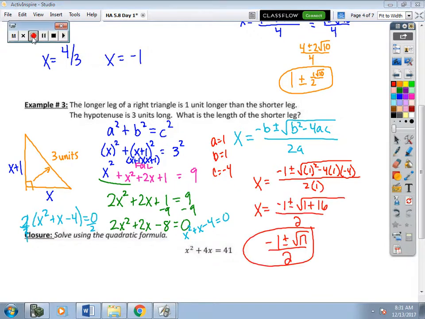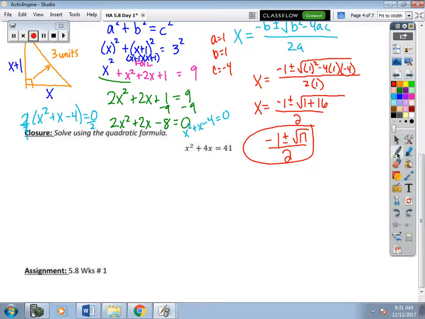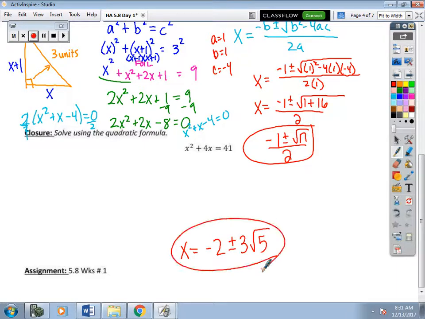We're not going to do this one, just in case you want it, because you want extra practice. The answer to the closure ends up being, and this is one that has to get simplified a lot, negative 2 plus or minus 3 square root of 5. Just hang on, let's try that. That one gets you some big numbers because you're throwing in a 41 for C.